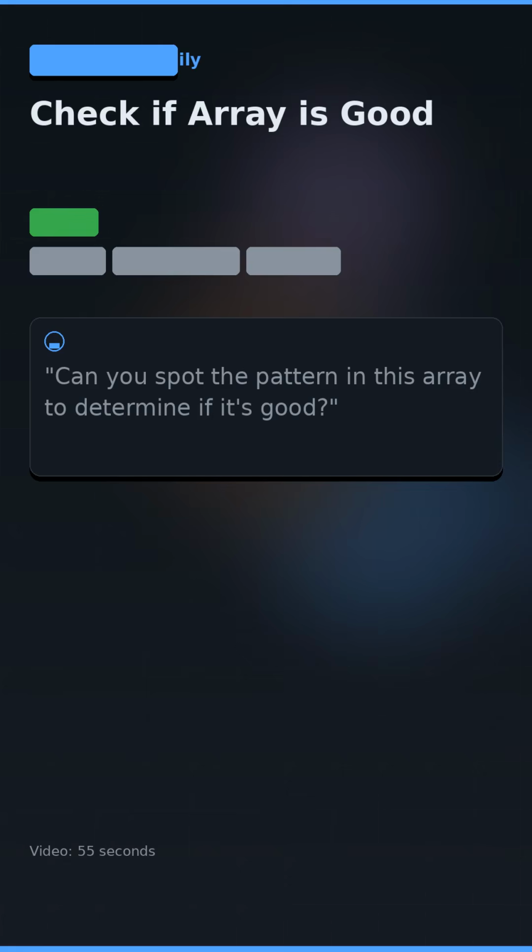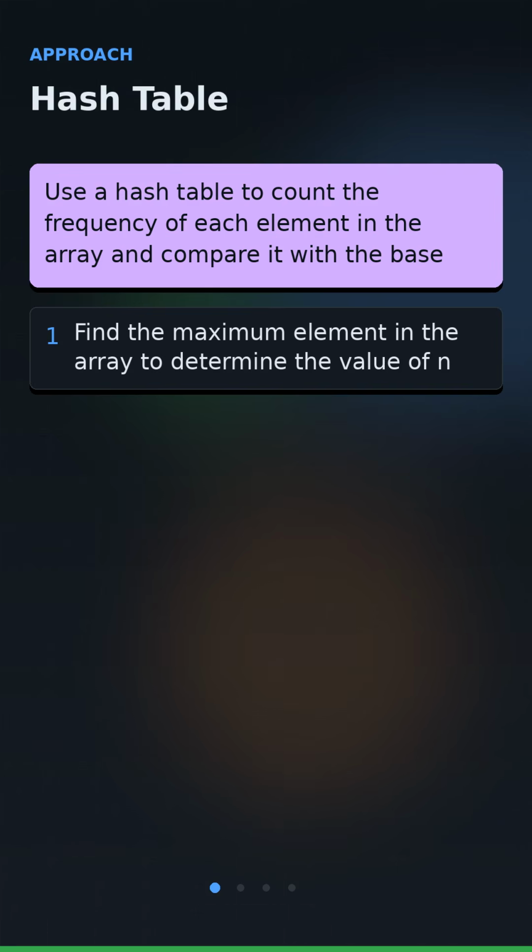Can you spot the pattern in this array to determine if it's good? We're given an integer array and we need to check if it's a permutation of a specific base array. The base array is defined as 1, 2, ..., n-1, n, n, where n is the length of the array minus 1.